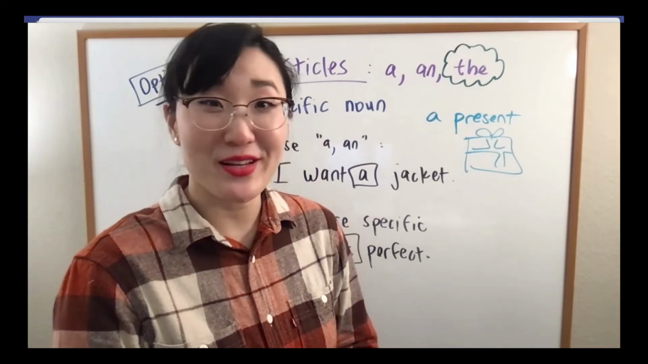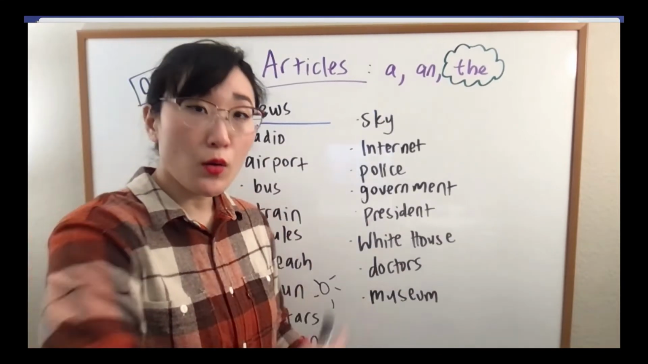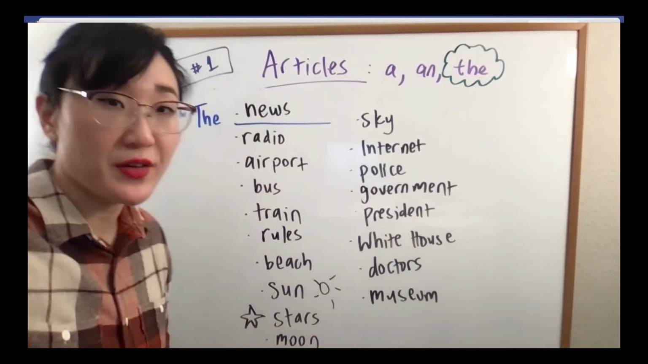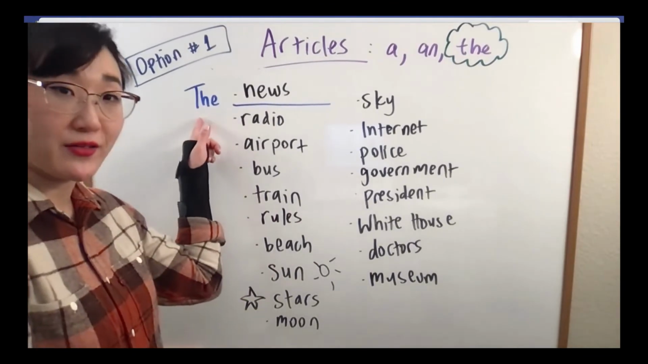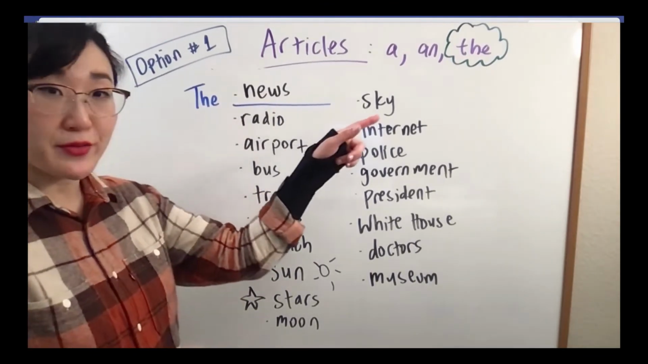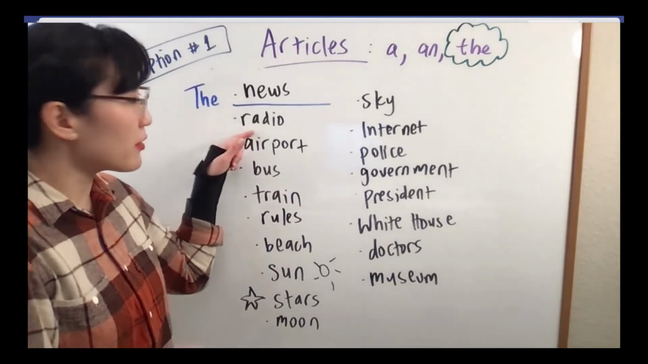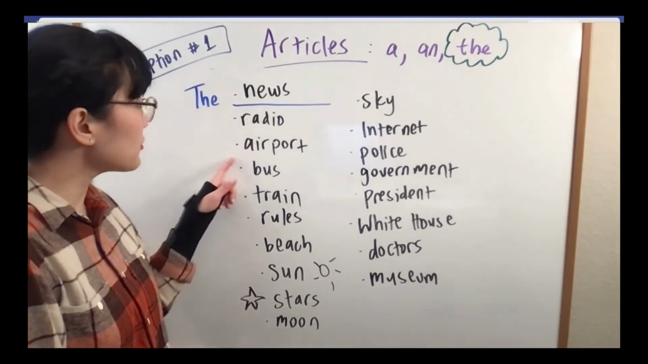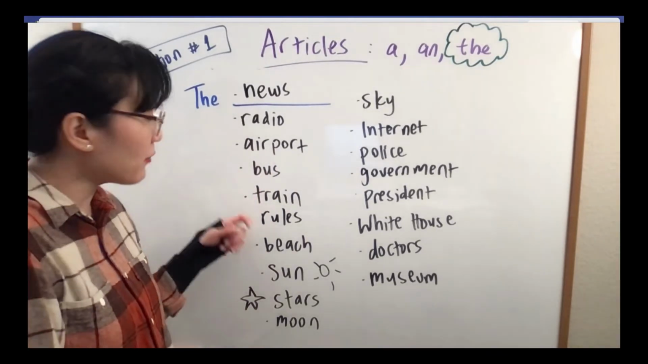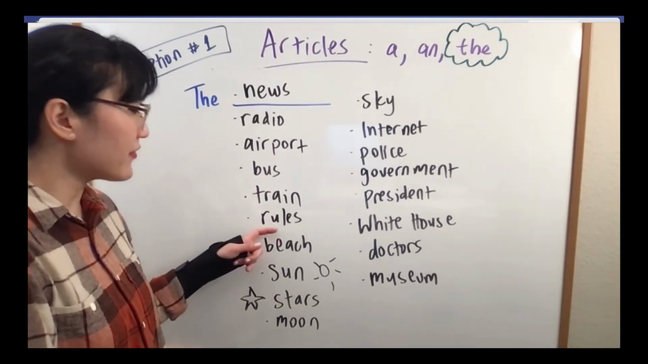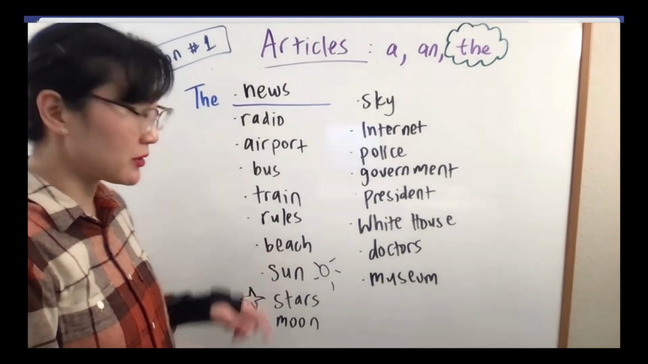Okay, that's option 1. Option number 2, we have specific nouns that often use the article the in front. We just need to memorize these. So let me give you those examples. Over here, I have a list of specific nouns for you that we always use the word the in front. The news. I watch the news every day. I listen to the radio. I drive to the airport. I ride the bus, or I ride the train. I follow the rules. I go to the beach.